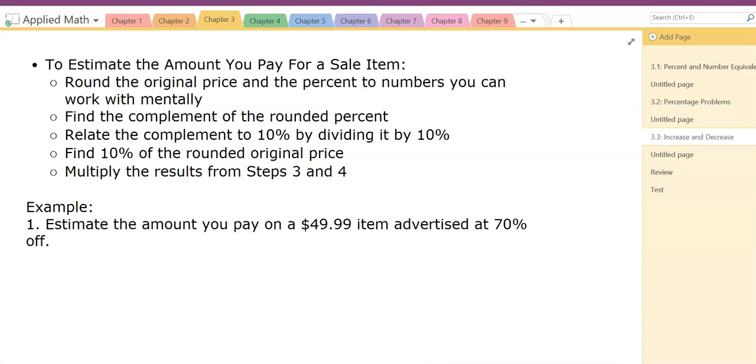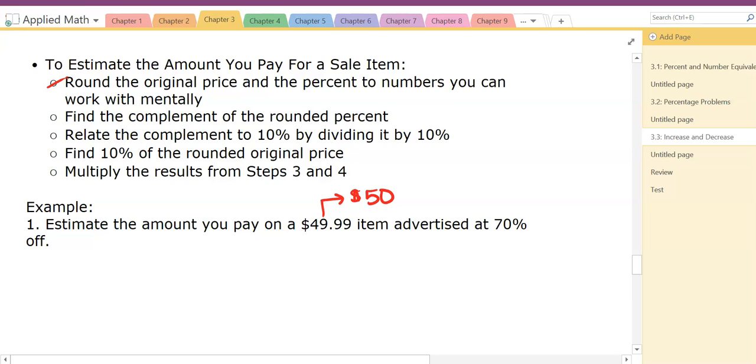So this is asking us to estimate the amount that we're going to have to pay on something that costs $49.99 and it's advertised at 70% off. So $49.99 is really close to $50. So I'm going to go ahead and round that to $50. Now 70% off is already a nice even percent, so I don't need to round that anywhere. It can stay at 70%. So I've got my rounding done. That takes care of this first step.